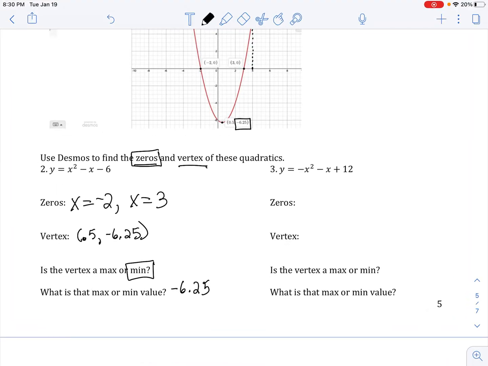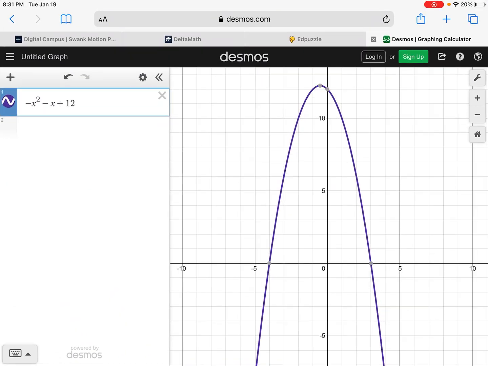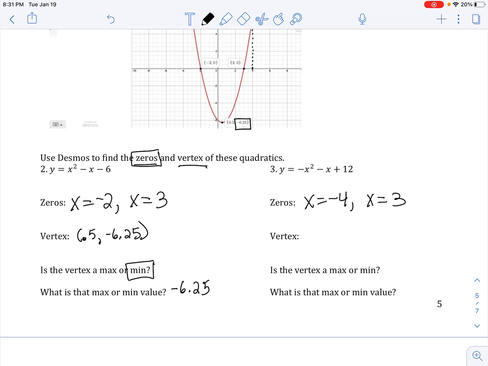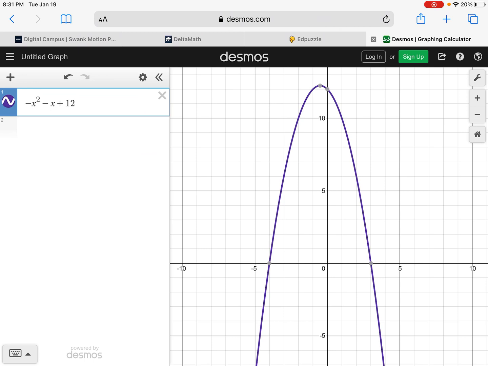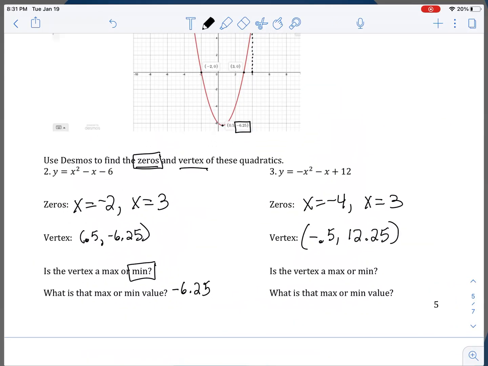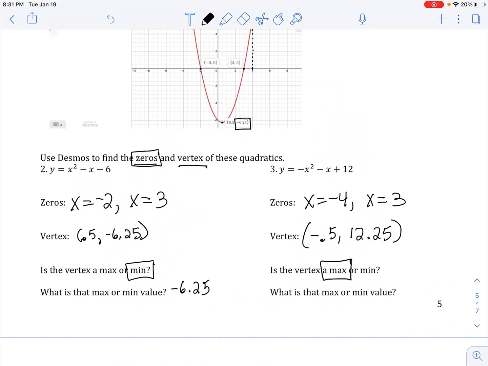All right. So x equals negative 4, x equals 3. Okay. What is the vertex? The vertex is negative 0.5, 12.25. So negative 0.5, comma, 12.25. The vertex is a max. Take a look at that graph. That is the highest point. So the vertex is a maximum. Okay, so it's a max. And that maximum value is the y value.